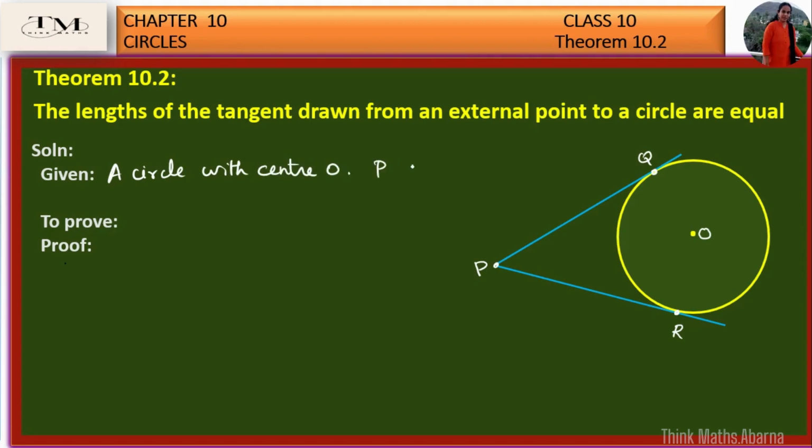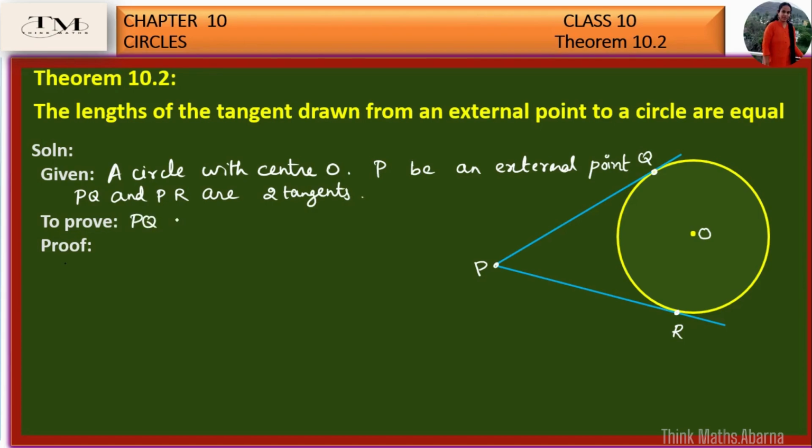Next, let us take P as an external point. External means outside. So, P is outside the circle. So, let P be an external point. Then, PQ and PR are two tangents. These are all given. We have to prove that the lengths of these two tangents are equal, PQ is equal to PR. Now let us construct.